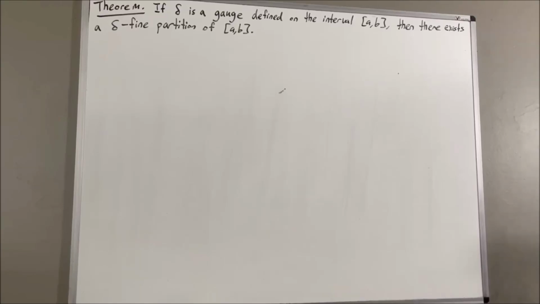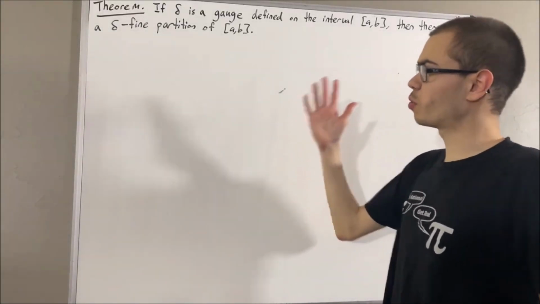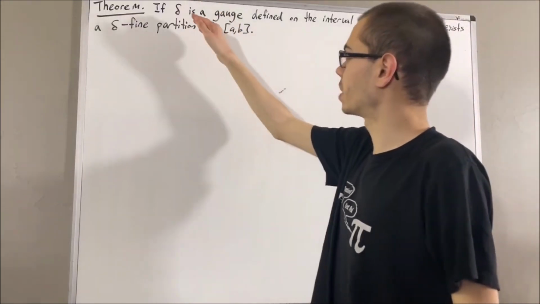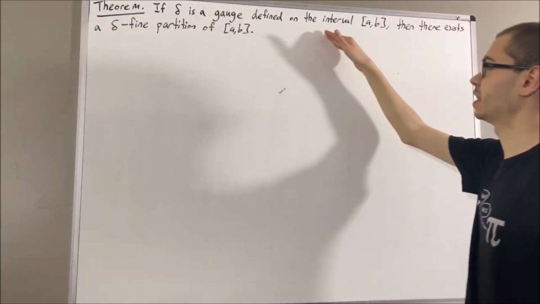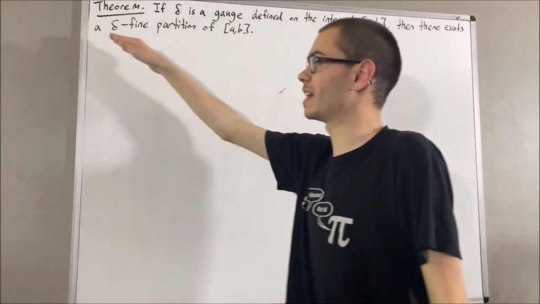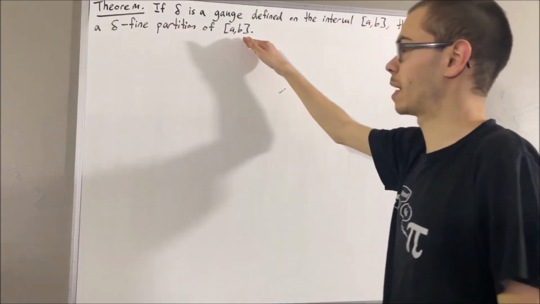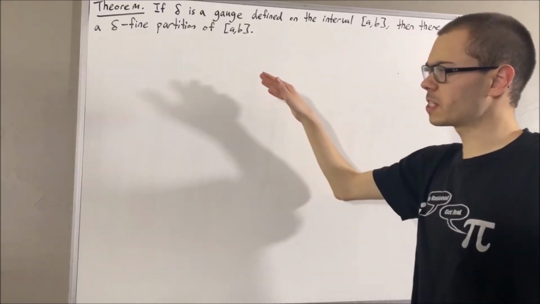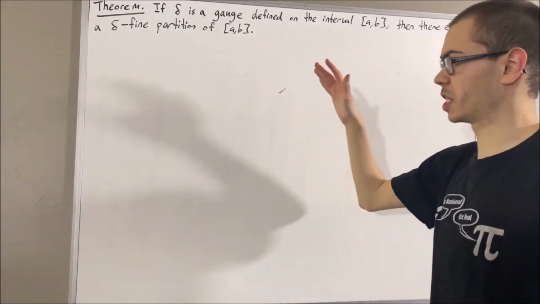Hello! In this video, we are going to prove the following theorem. If delta is a gauge defined on the closed interval a comma b, then there exists a delta-fine partition of a comma b. Now first, let's talk about partitions.